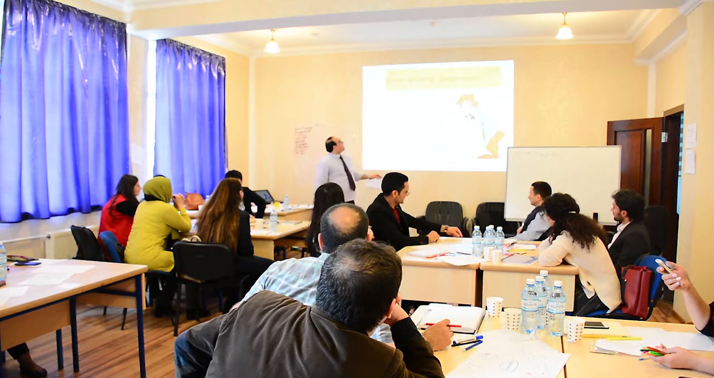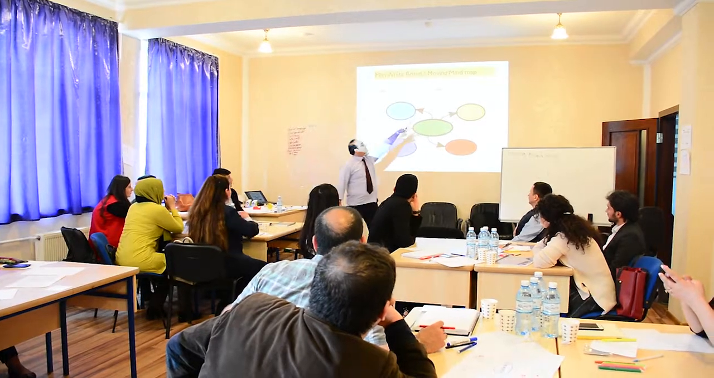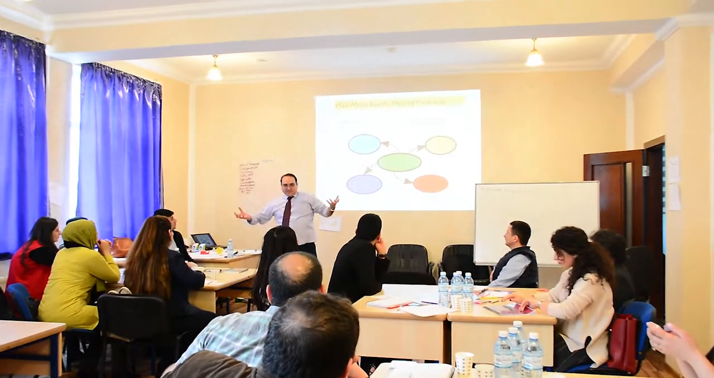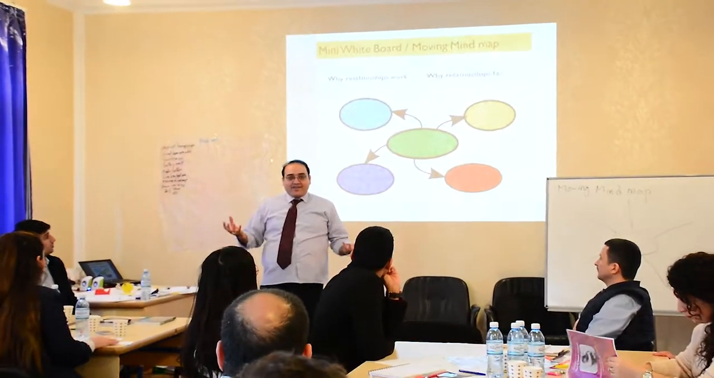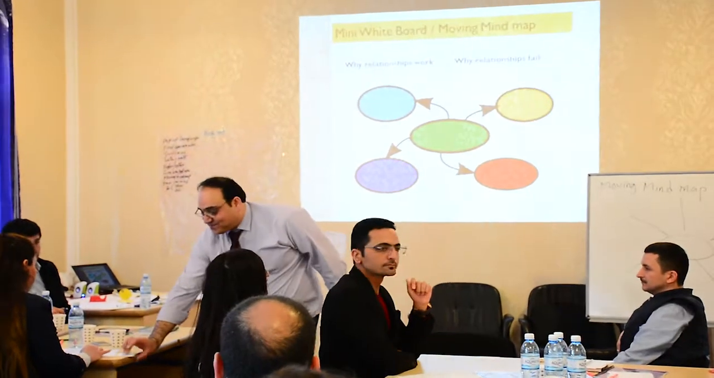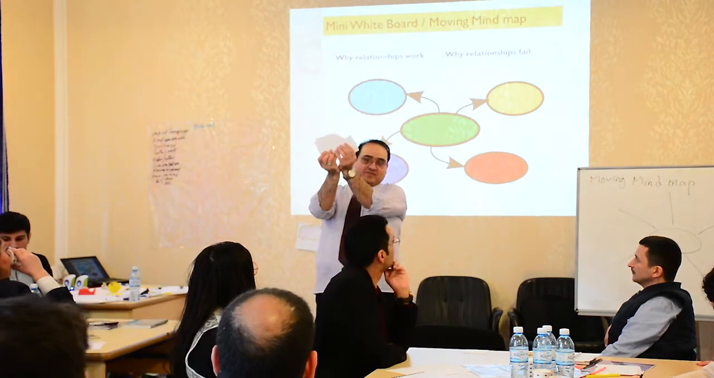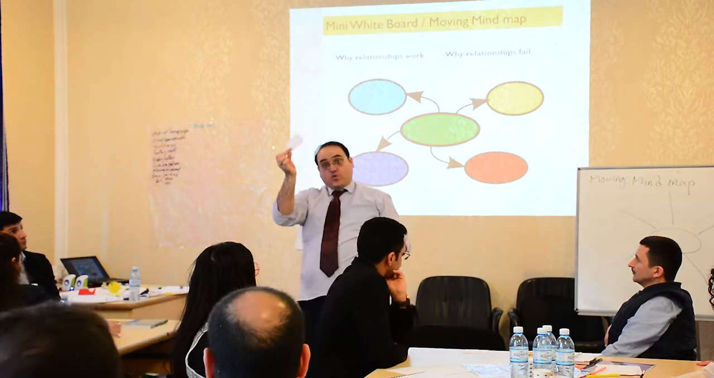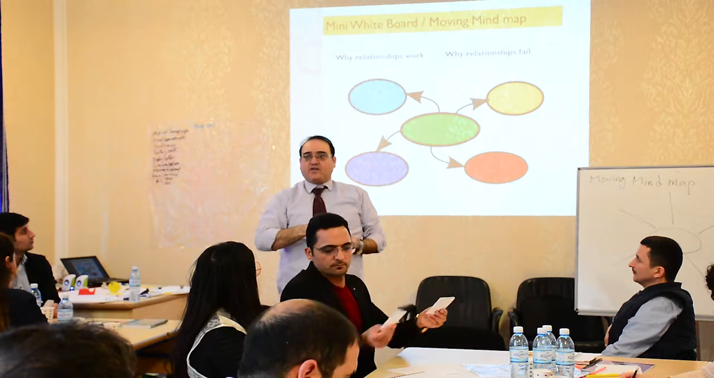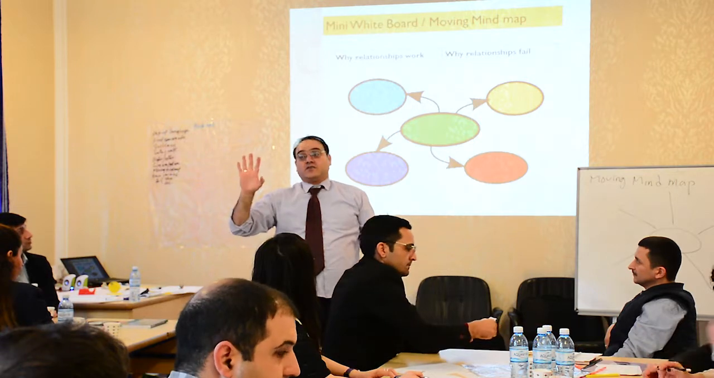My next mind map is why relationships fail. Look at this. This time I want you to focus on just boy-girl relationships, opposite sex relationships. It's another form of brainstorming. You've got these little scraps of paper. Each of you pick one, and write at least 4 or 5 reasons why relationships between boys and girls might not work.